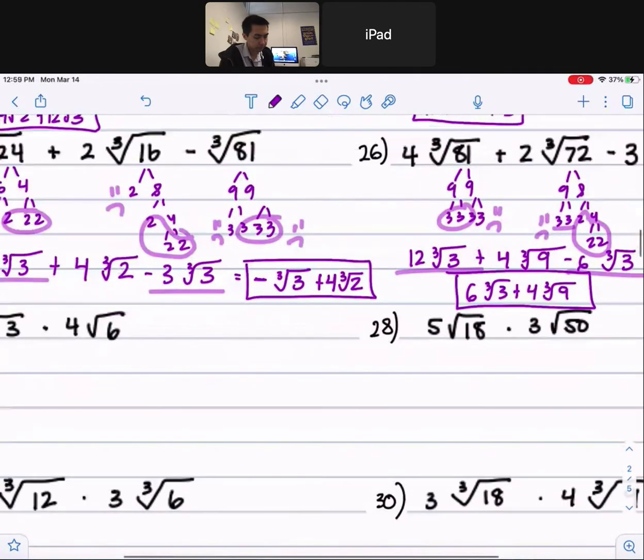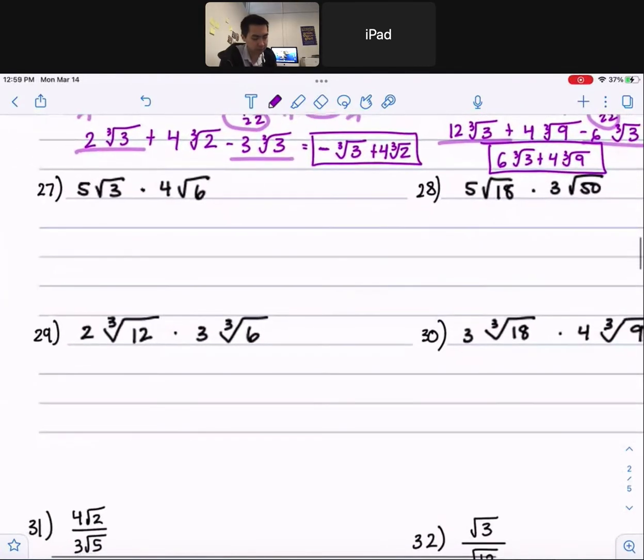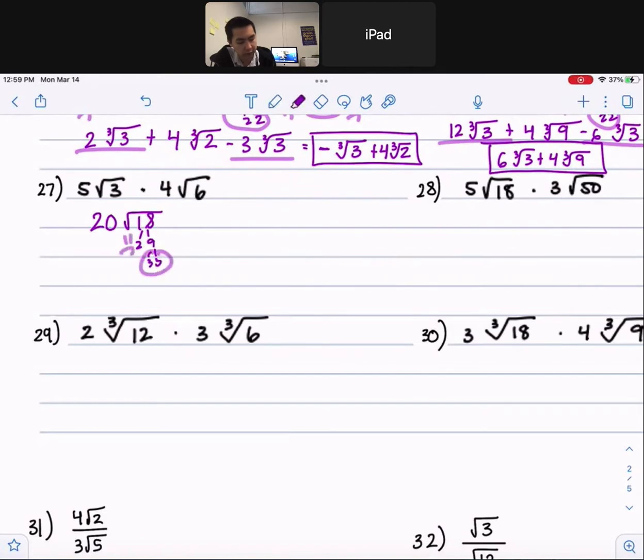Okay, now let's get to these. Multiplication, so coefficient times coefficient and radicand times radicand. So 5 times 4 is 20, 3 times 6, you guys, 18, and then we simplify this part. We found a group of 3's, leftover 2, so 3 times 20, you guys, is 60 square root of 2.